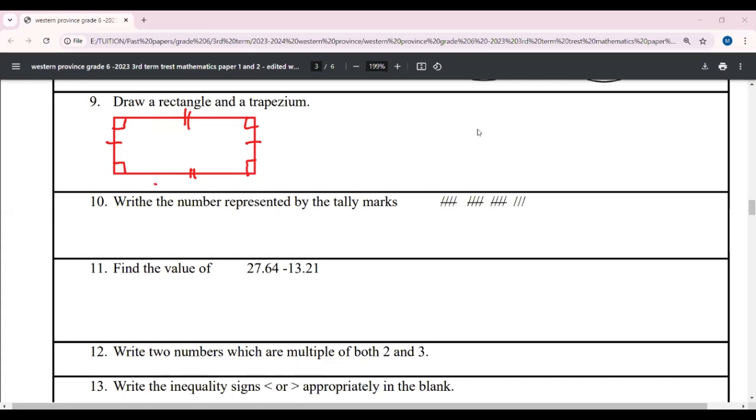If you draw a trapezium, it is something like this. You can draw it like this. When you draw a trapezium, you have to show that only one pair of opposite sides are parallel. This is how we identify a trapezium.